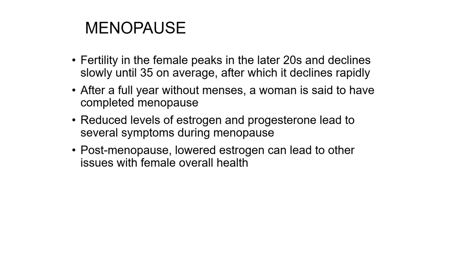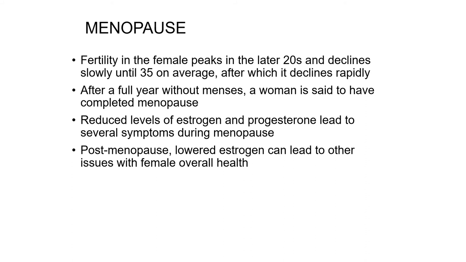So with menopause, fertility in the female peaks in the late 20s and declines slowly until age 35 on average, right? All these numbers are averages of averages. You can be 38, 39, 42 and still have a pregnancy, still have a baby. It's just after age 35, they become a little more at-risk pregnancies, is all. Doesn't mean you can't have them, you just have to have a little bit more monitoring on different hormone levels and the baby and blood pressure, all those kind of things.